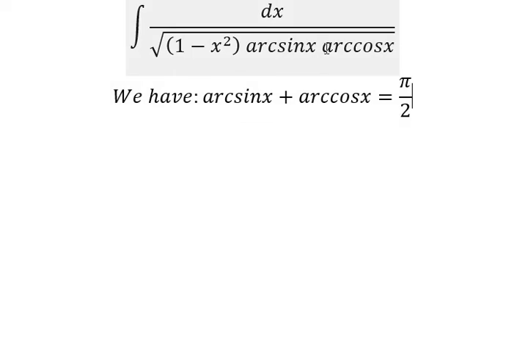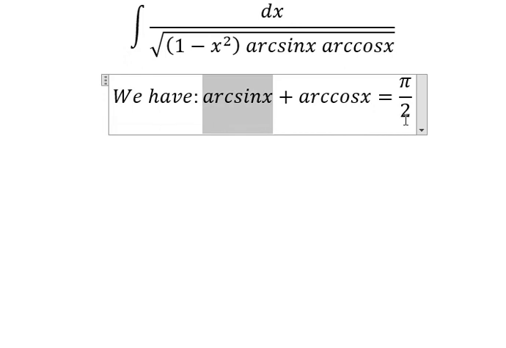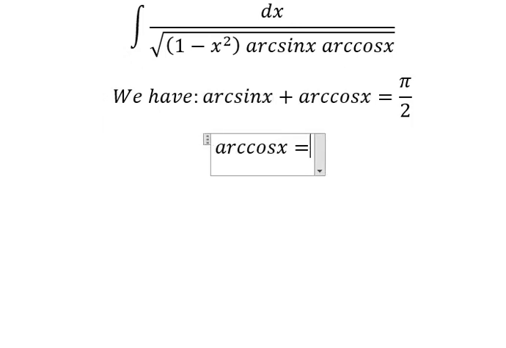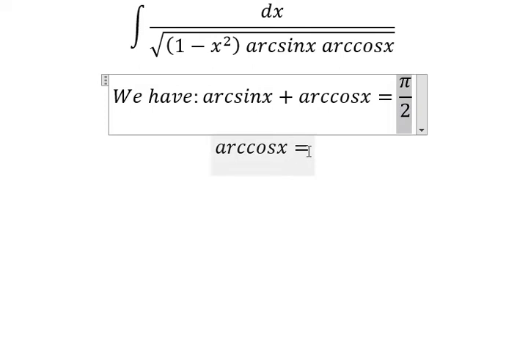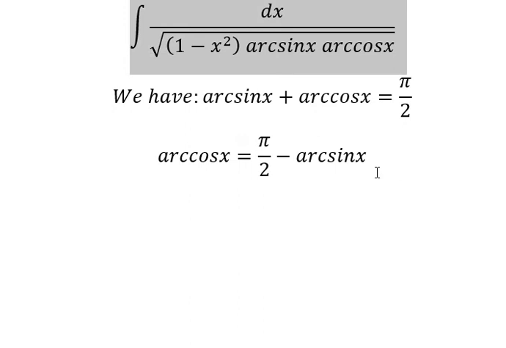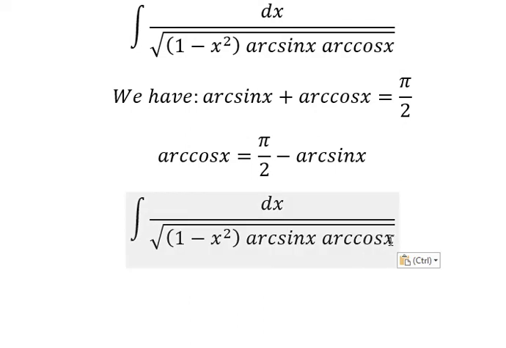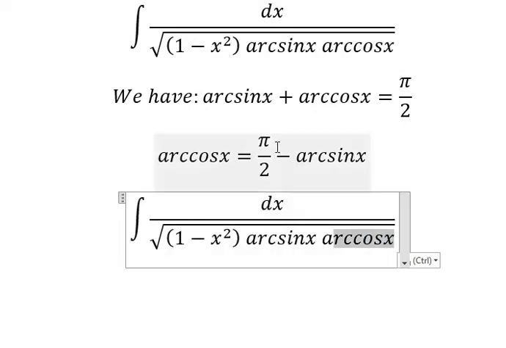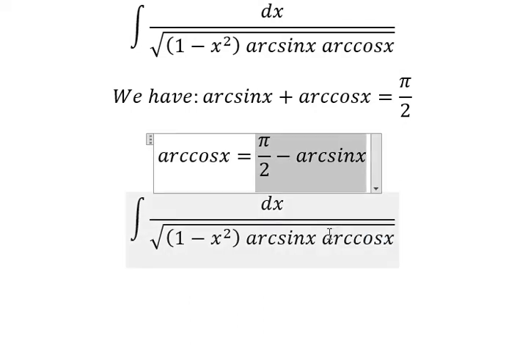So we have arccos of x. I will put this one to the right, and we have π over 2 minus arcsin of x. Now we need to change this one into this one.